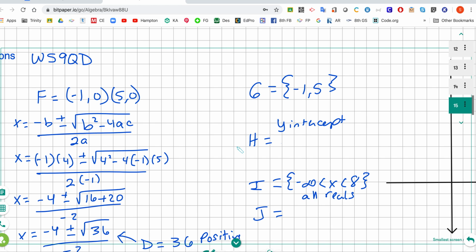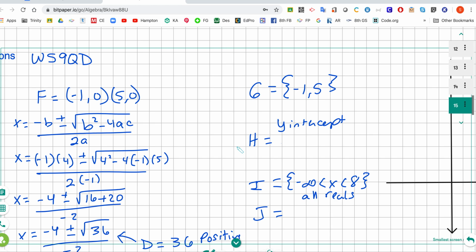And my range, and we're going to talk a little bit about the range in a minute, is all the values of y such that y is less than 9. And I'm going to show you how we figure that out by looking at the graph. So let's go over to the graph. And the first thing that we're going to graph is going to be our vertex. So our vertex is at 2, 9. That's the first thing that we're going to graph.